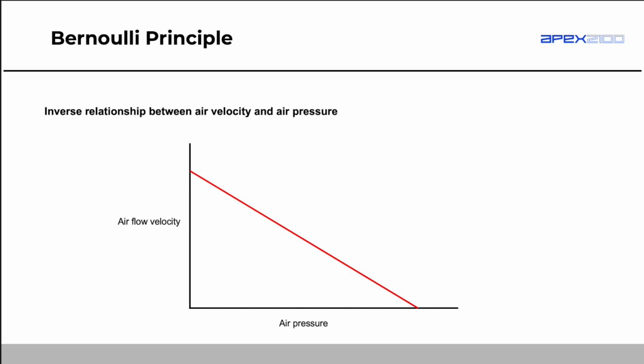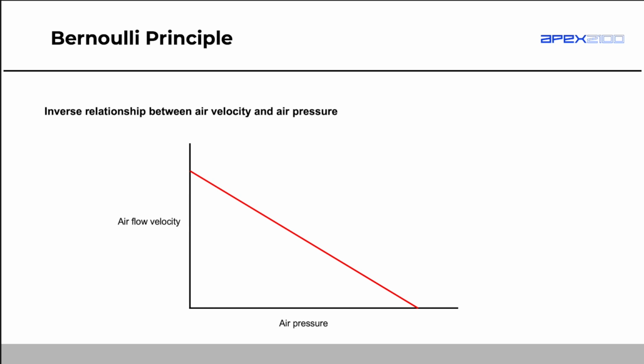Okay, our final concept for today is the Bernoulli principle. The Bernoulli principle is an inverse relationship between air velocity and air pressure. I'm going to show you a little demonstration of how this works in class. But when there's high airflow velocity, the air pressure is going to be low. And when there's low velocity, the air pressure is going to be high.